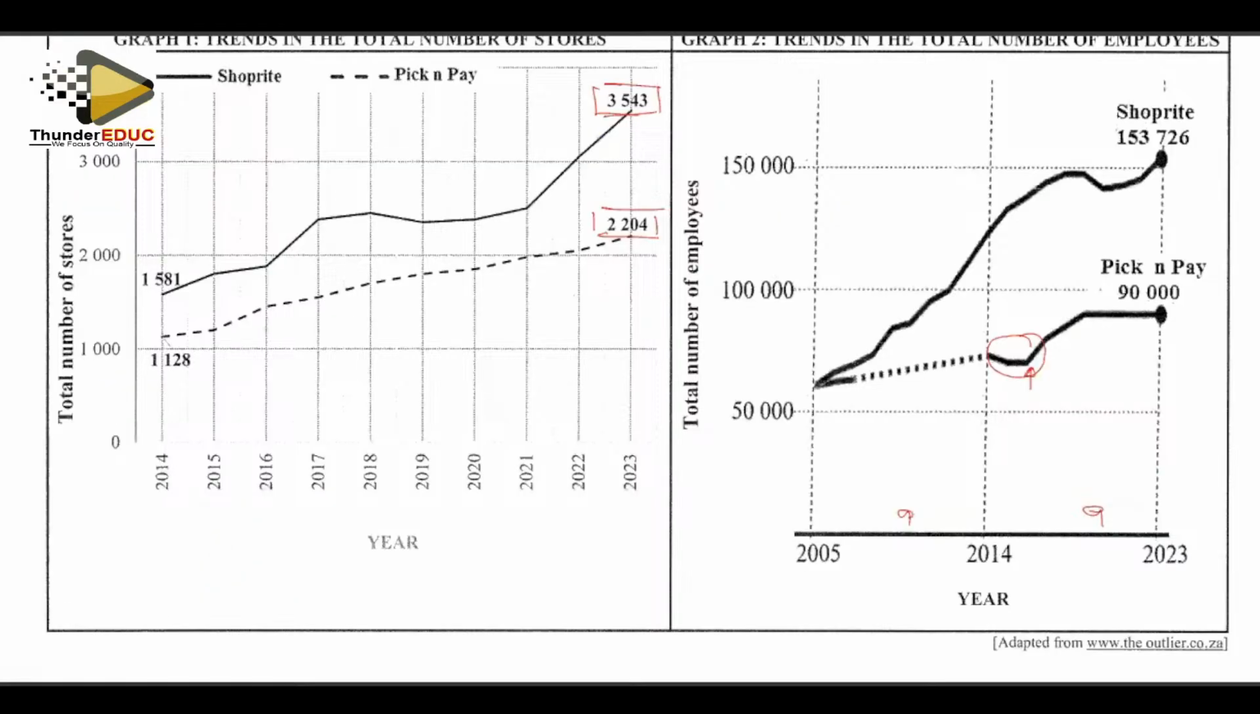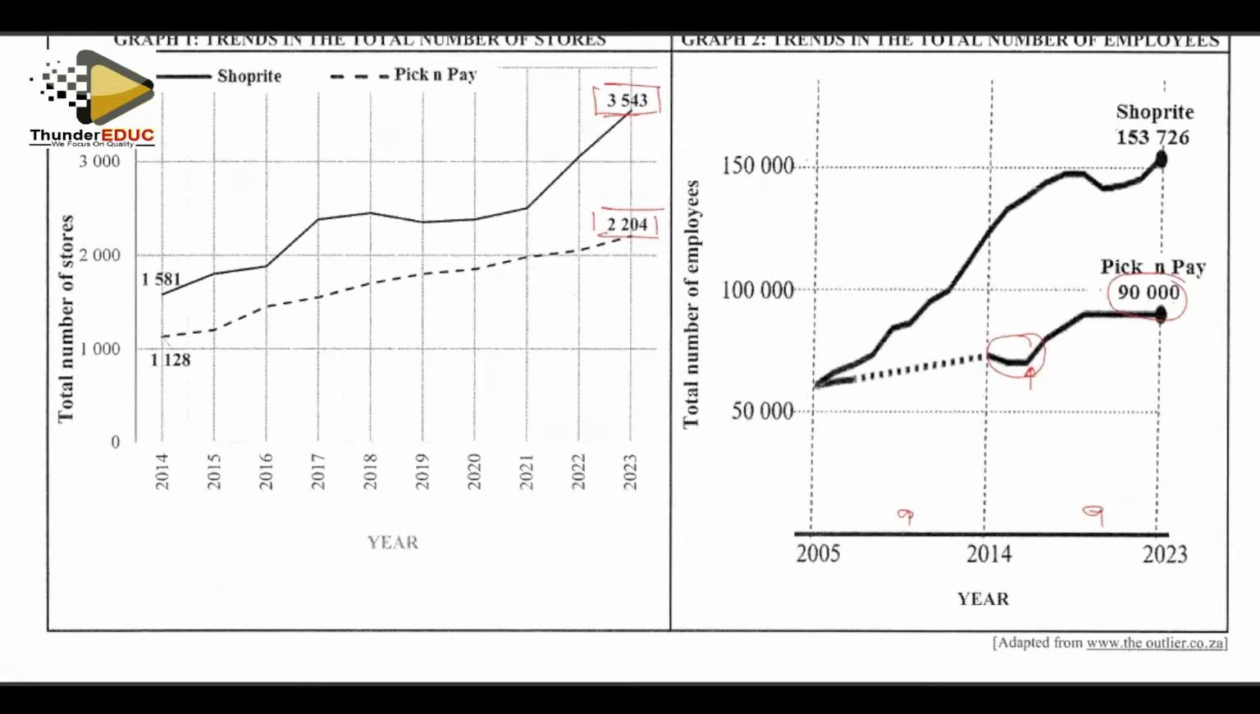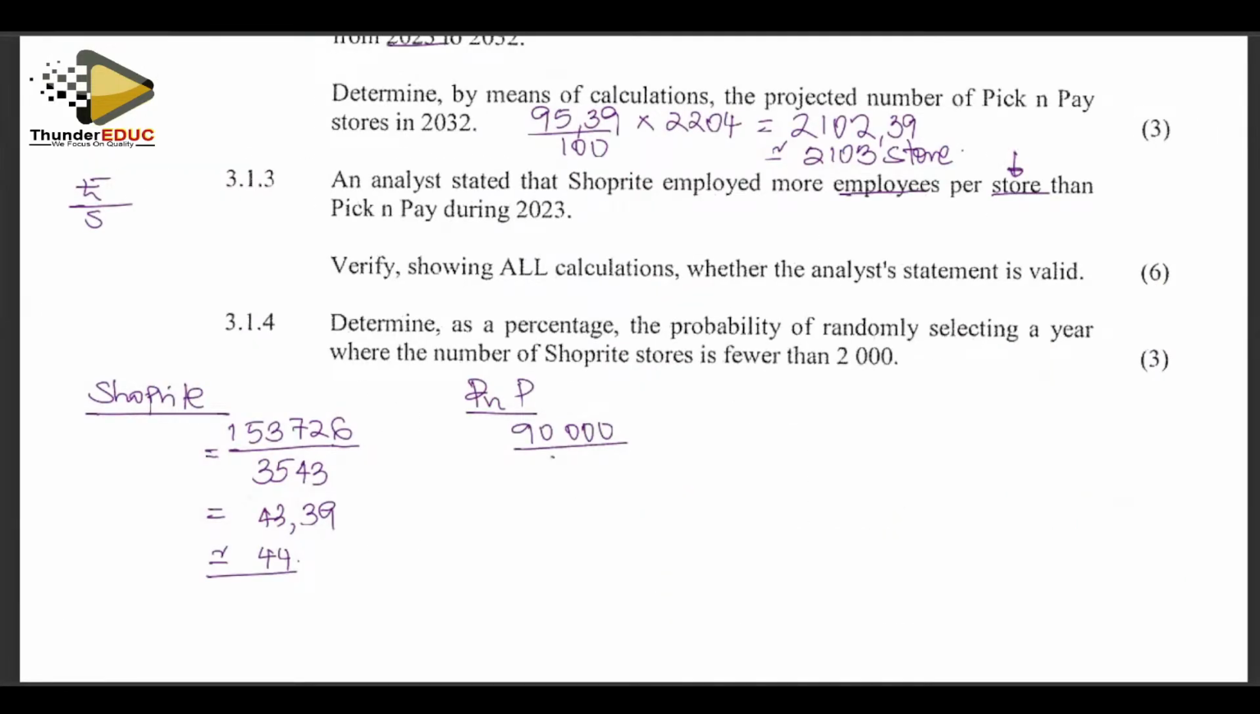We shall come here. Look, Pick and Pay. How many people were there? They were 90,000. So 90,000 divided by the number of stores. The number of stores were 2,204. So we divide by that, and we ended up having 40.83. Since these are human beings, we have approximations.